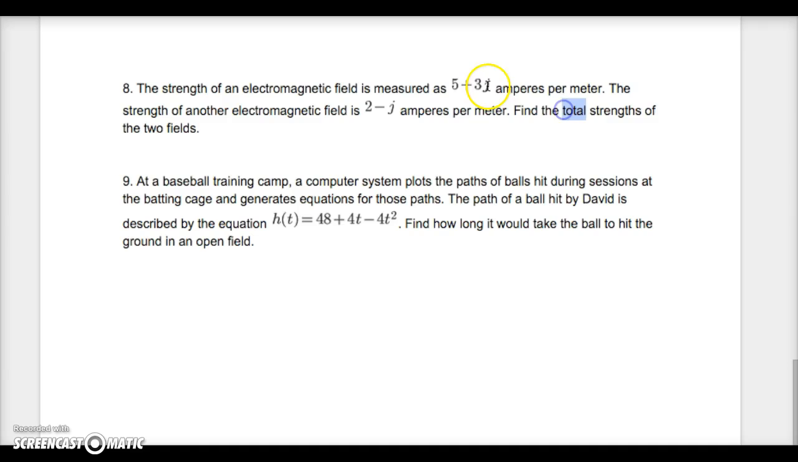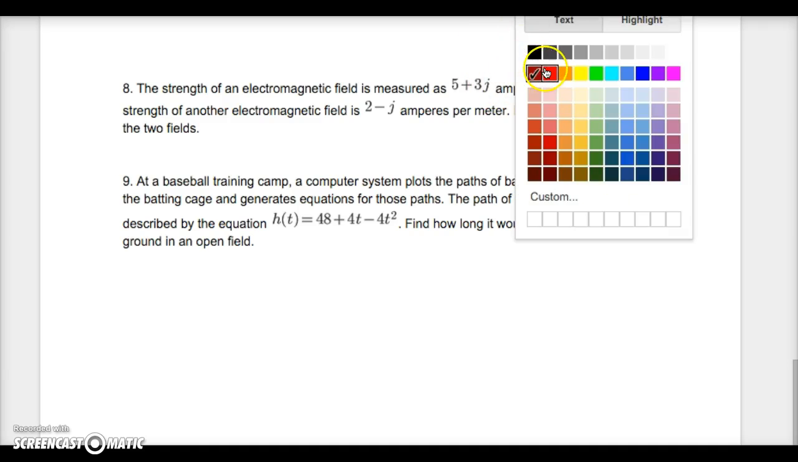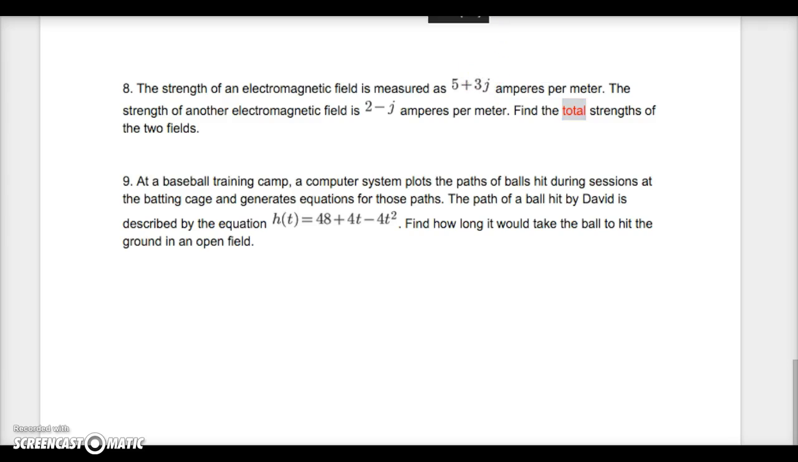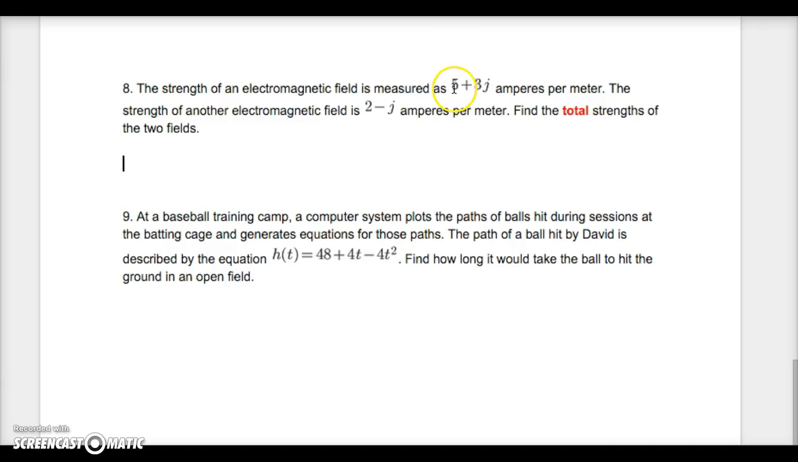Whenever you see this word total, it is code that you need to add the two things together. So simply, 5 and 2 are like terms. 5 plus 2 is 7. 3J and negative J are like terms. 3J minus J is 2J. Here's your answer, 7 plus 2J. And then if you want, you can say amperes per meter. Done. It's really, really easy.